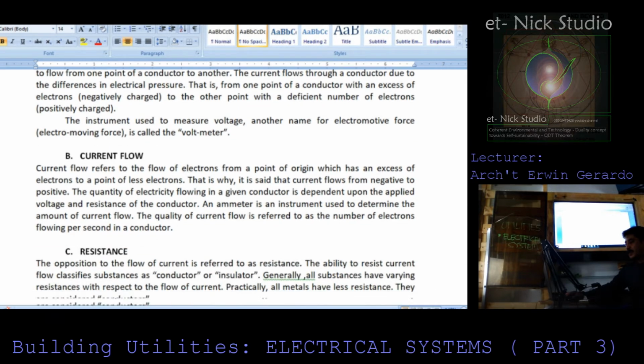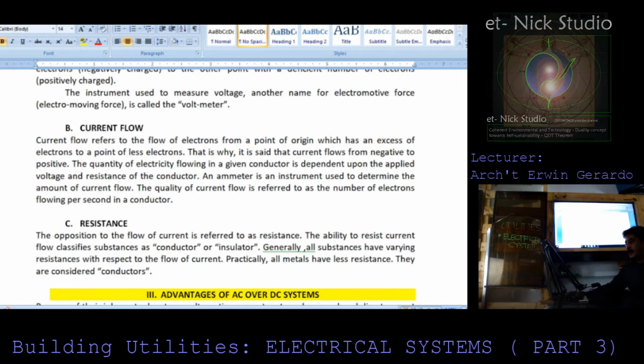Current flow. Under letter B, current flow refers to the flow of electrons from a point of origin which has an excess of electrons to a point of fewer electrons. That's why it is said that current flows from negative to positive.